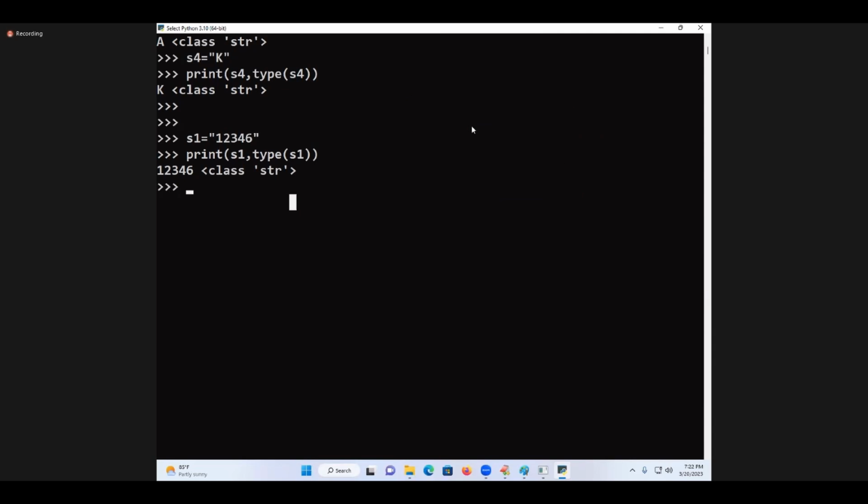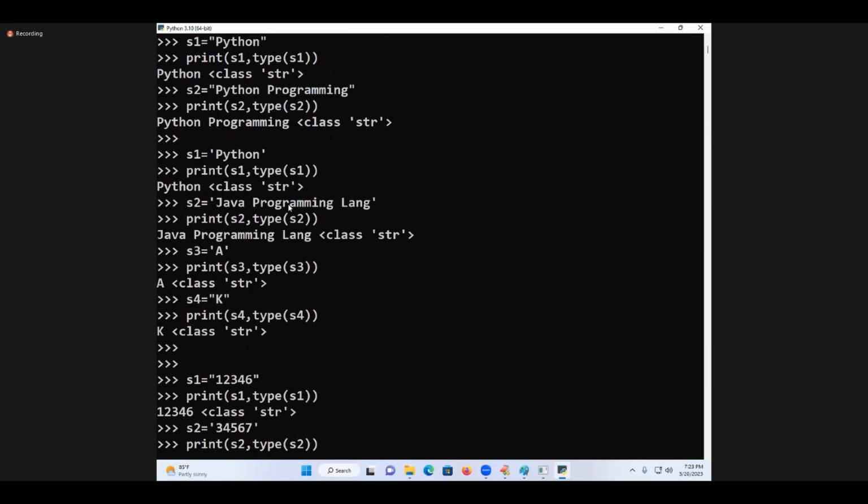But read the Python notes. Can we move forward? Yes. Shall I? 1, 2, 3, 4, 5, 6. Can I treat this as a string? You are right. S2 is equal to, I will write 3, 4, 5, 6, 7. Now print S2. What is this now? Also STR. Can I write numbers within the double quotes? Yes. Can I write characters inside the double quotes?